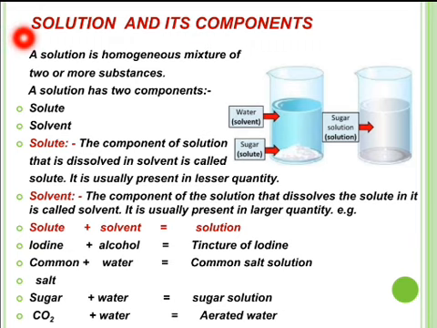What is a solution and what are its components? A solution is a homogeneous mixture of two or more substances. For example, water is taken in this beaker and some amount of sugar is dissolved in this water. After stirring, a solution is prepared by the mixture of sugar in water. That solution is called sugar solution. This sugar solution is a homogeneous mixture of sugar in water.